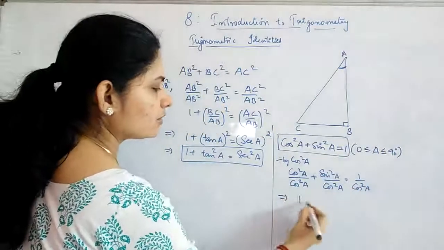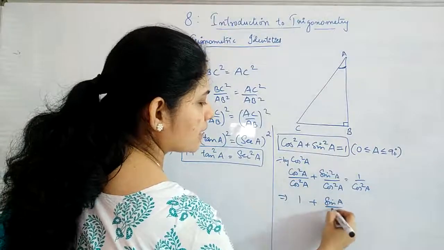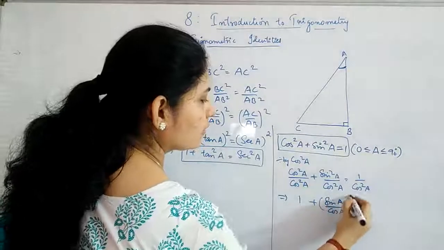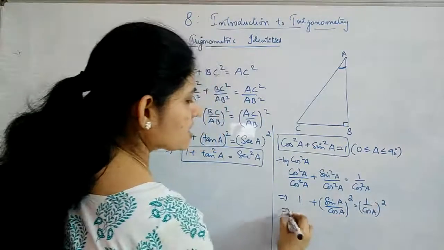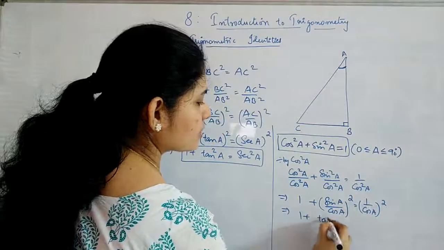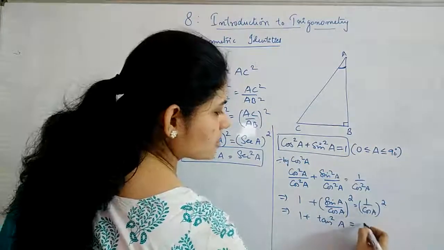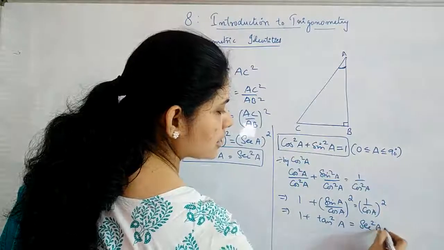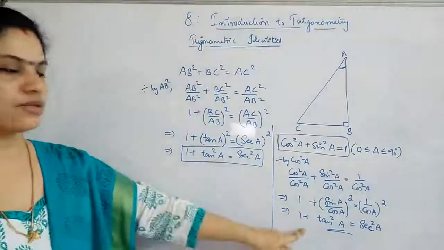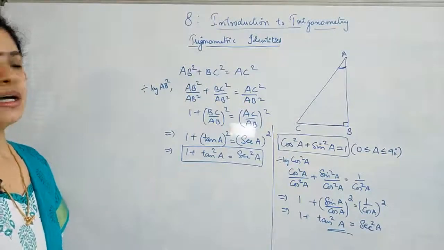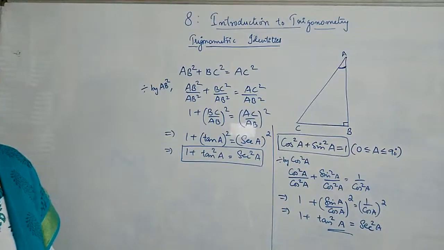This will give you 1. This will give you sine A by cos A the whole square, which is equal to 1 by cos A the whole square. Again, what is sine A by cos A? Tan A. So it is tan A the whole square, or tan square A, is equal to sec A the whole square, which is the same as sec square A. So you got the result 1 plus tan square A equals sec square A using the identity cos square A plus sine square A equals 1.